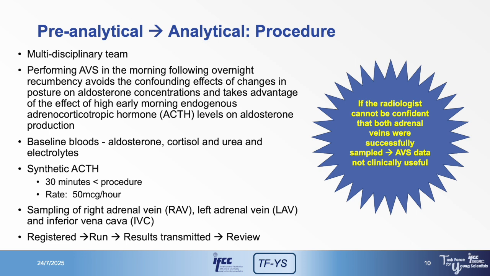Baseline bloods of aldosterone, cortisol, and urea electrolytes should be taken. Synthetic ACTH can be administered 30 minutes prior to the procedure at a rate of 50 micrograms per hour. Sampling of the right adrenal vein, left adrenal vein, and inferior vena cava is then performed. Samples are taken down to the lab, registered, run, results transmitted, and then reviewed.